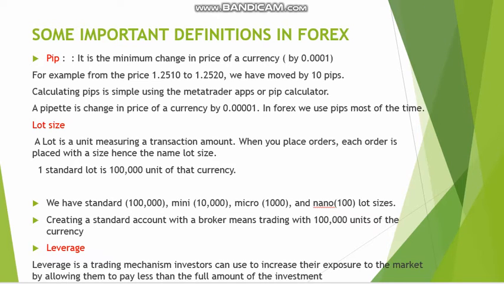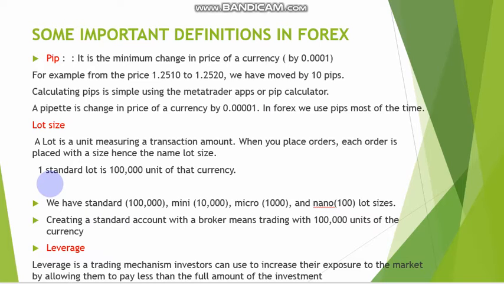Now lot size. We'll talk about lot size. A lot is a unit measuring a transaction amount. When you place orders with your broker, when you place a trade, the broker gives you a particular size, so you can control your trades using your lot size. In forex, one standard lot is 100,000 units of that currency.